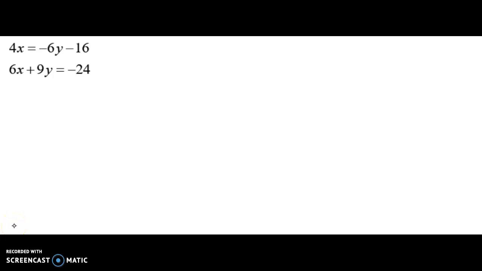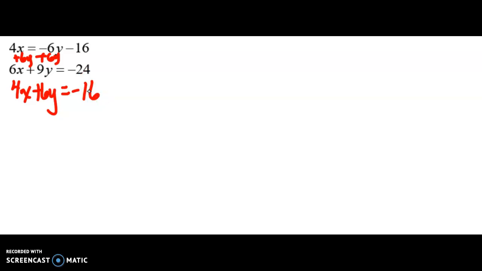Okay, here's our next problem. Same thing as always with elimination, trying to line things up nicely. So this 6y needs to move to the other side. And when I do that, I have 4x plus 6y equals negative 16.